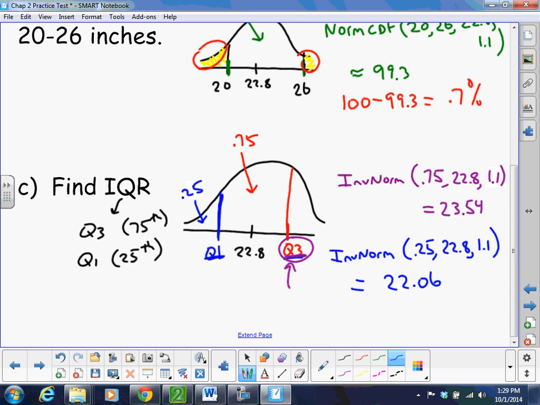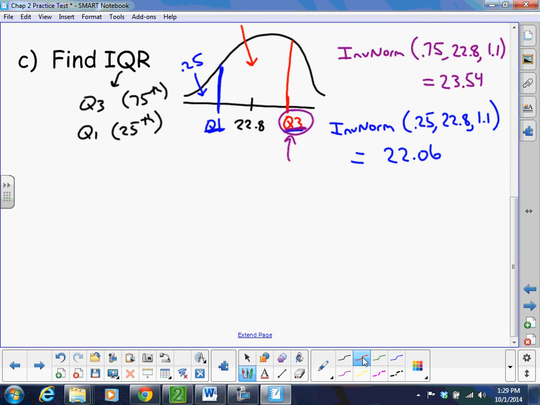So when we go to actually find IQR, remember anytime you see range, it's usually the bigger number minus the smaller number. So this was Q3, this was Q1. So Q3 minus Q1. We just do a little subtraction problem. And we should get an answer of 1.48. That'd be the IQR.